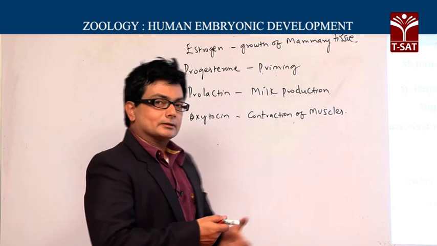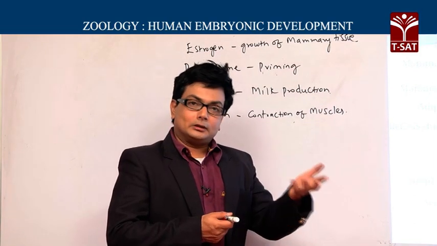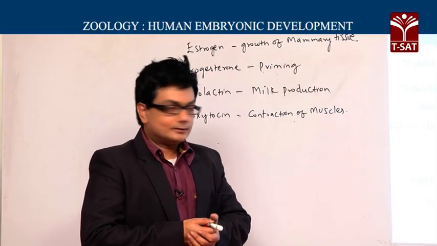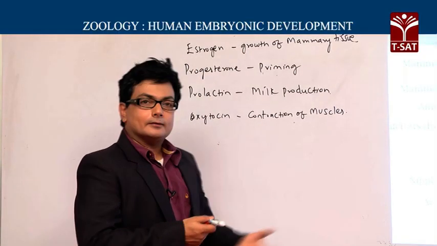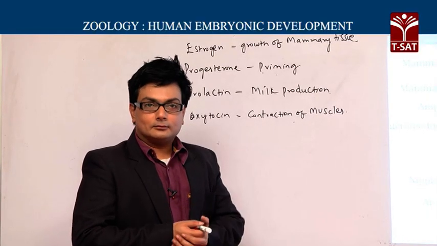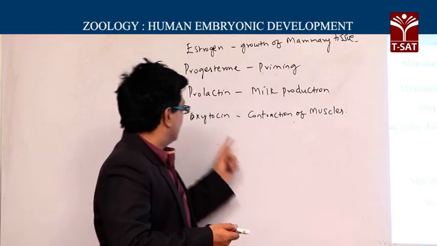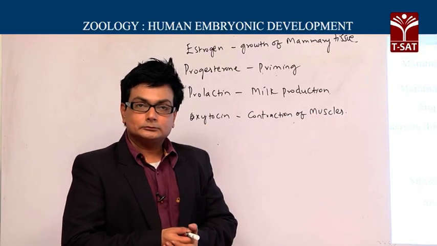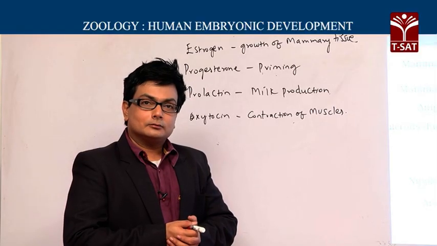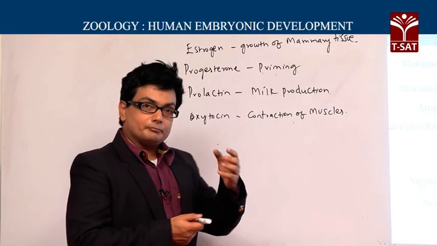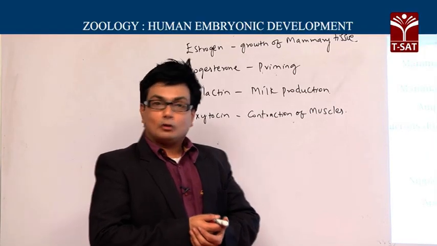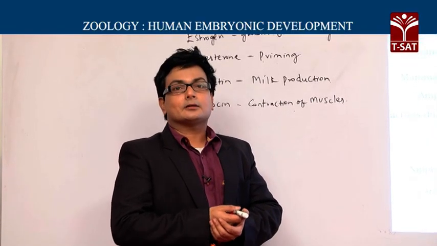What about prolactin? Prolactin is the one which supports the production of milk. So prolactin causes the milk production. And finally, ejection of milk is done by oxytocin. So 4 different hormones are required for this process of making the milk and ejection of the milk. We sometimes call this a synergistic effect.